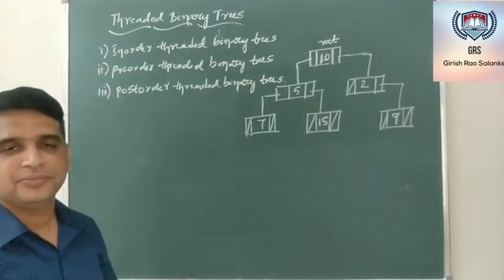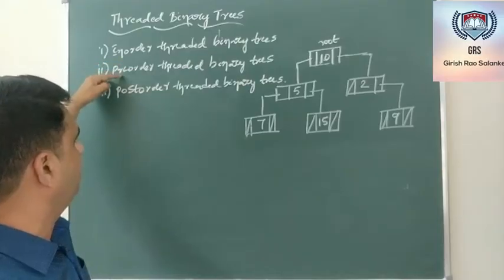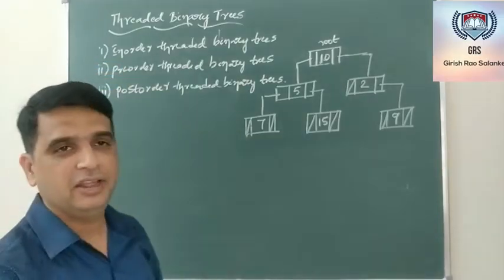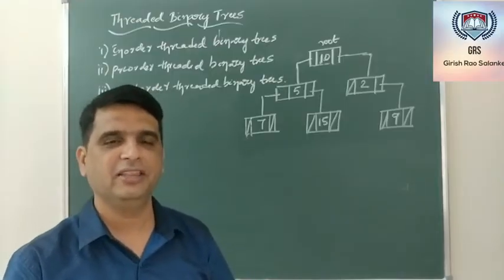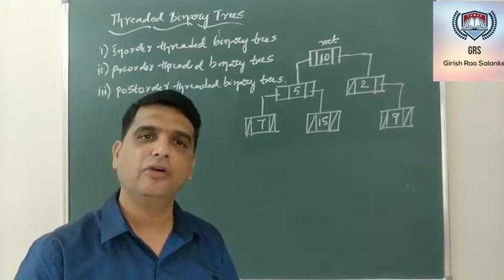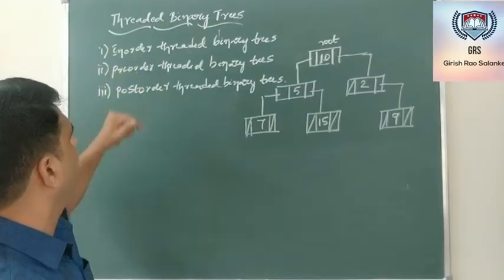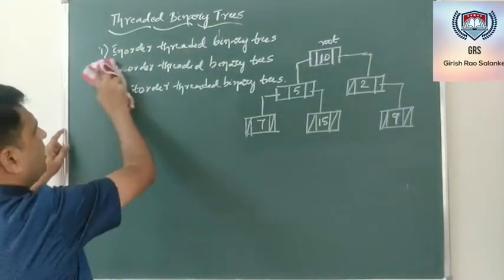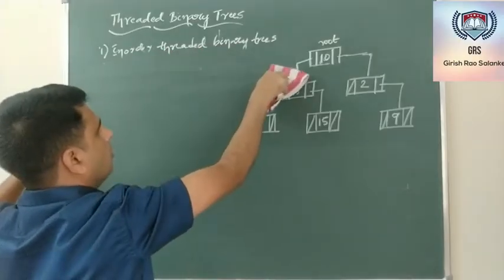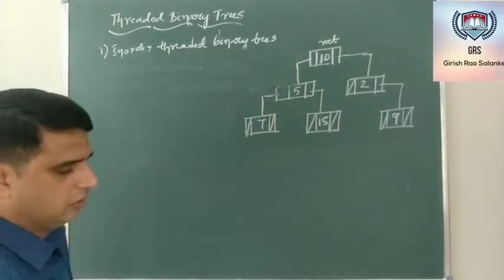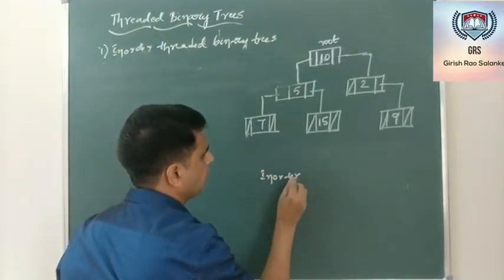So please note that in each of these categories, in-order threaded binary trees, pre-order threaded binary trees and post-order threaded binary trees, we will have further classification as the left threaded binary trees, the right threaded binary trees or fully threaded binary trees. Now I will take only one thing. I will explain the threaded binary trees with respect to in-order. The same thing applies to the other two. So first I will take the in-order traversal.